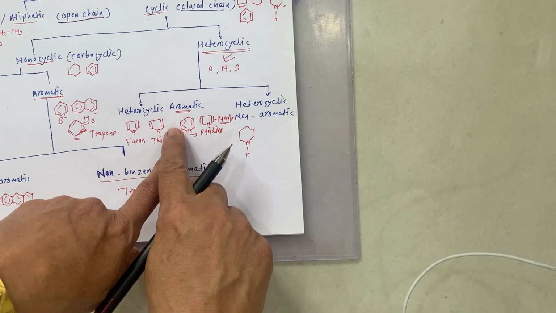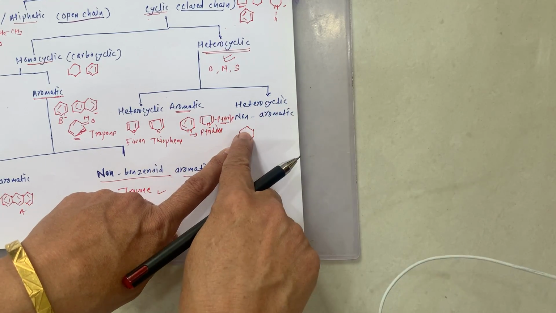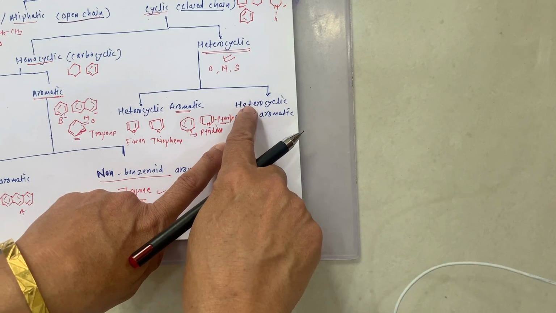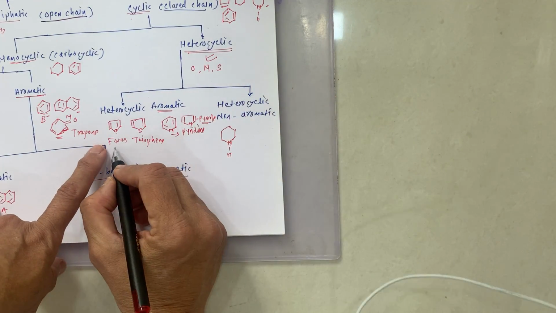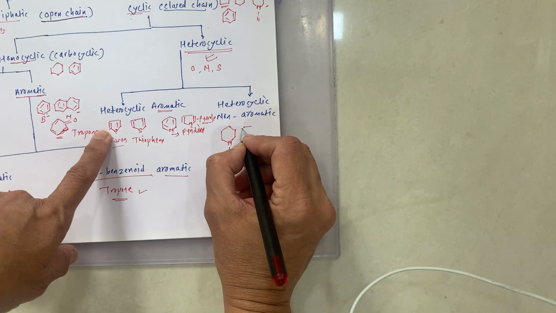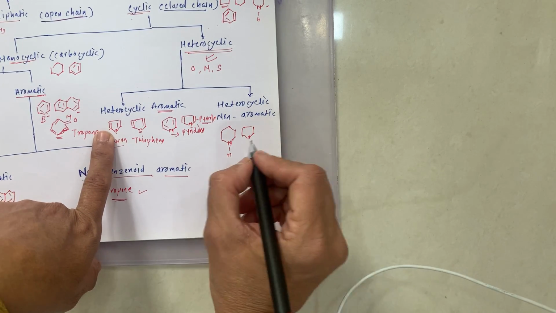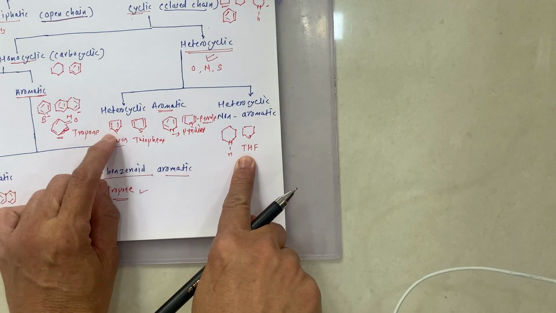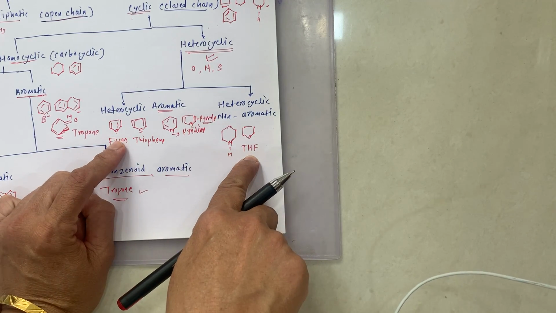Means what? There is no alternate single bond, double bond here, but in this structure they are having nitrogen, and that's why we call it heterocyclic non-aromatic. Just like furan, if there is no double bond but oxygen is there, then this is known as tetrahydrofuran. See the difference between these. This is furan, while this is tetrahydrofuran.